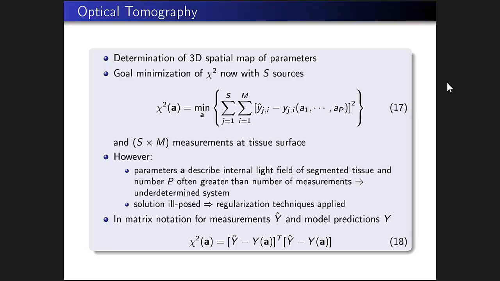In the examples that I was reading from Brian Pogue's group, they're segmenting the breast into 400 to 1,000 different regions, and they're looking for the optical properties in each of those regions with 256 measurements. So you can rewrite this equation in matrix form, where this capital Y hat is the measurements. Here's the model approximation, and this produces the chi-squared value in matrix form.